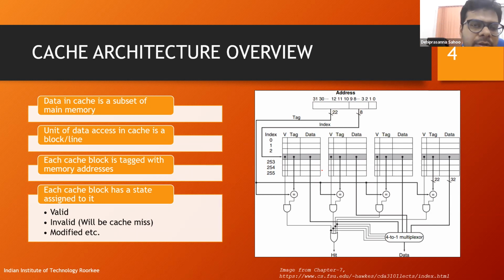So whatever data is present inside the cache is always a subset of the data which is present in the main memory. Unit of data access in cache is block or line. So when we say that we have a block of data, typically it is around 64 byte. So this is the unit of transaction that is happening between the memory controller or the main memory and the cache.